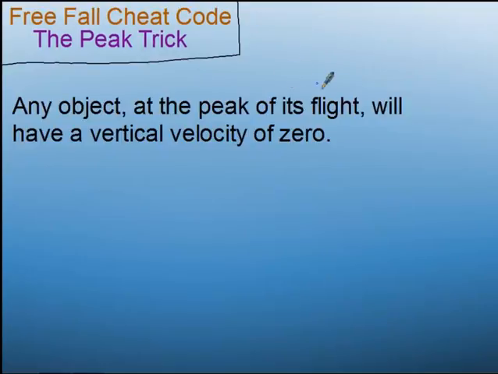In a way, the peak is actually the most interesting part of an object's flight because there's one thing that you'll always know for sure, and that's that its vertical velocity will be 0. When a ball's going up, it's getting slower, slower, slower, slower, slower, and then it finally reaches the peak.